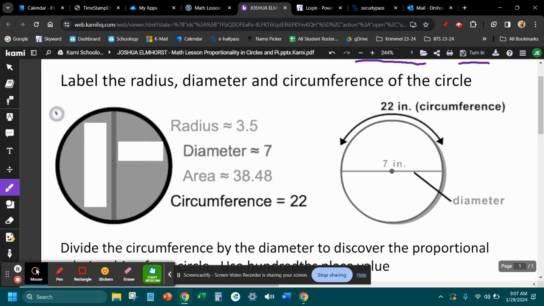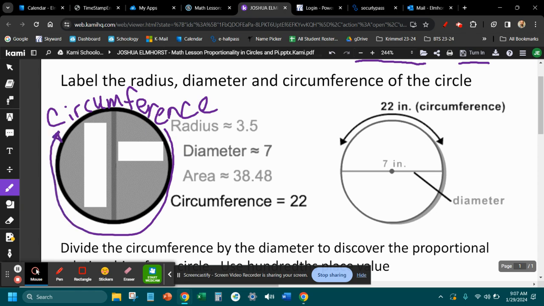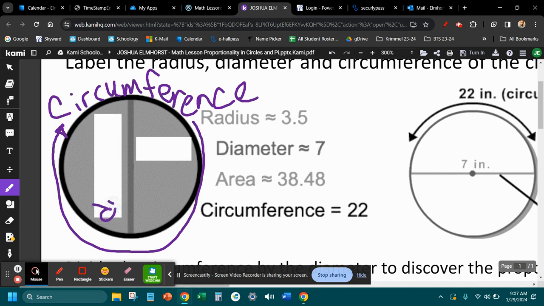So here, let's take a look at this. Label on the left side, circumference is the distance around any circle. And then we have the diameter, and that is going to be the distance straight across from one side of the circle to the other in a straight line. And then finding the center of the circle, this from the center of the circle to the side is called the radius.